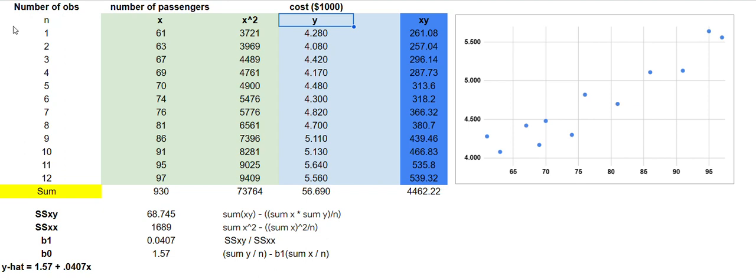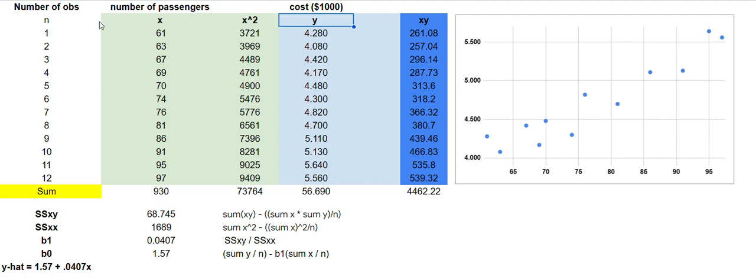Then the first thing we want to see is if the X and the Y have a linear relationship. When we look at the scatter plot here, on the x-axis we have the number of passengers, and on the y-axis we have the cost, and obviously we see a linear relationship. So we can use linear regression. Now we want to calculate y hat equals b0 plus b1x.